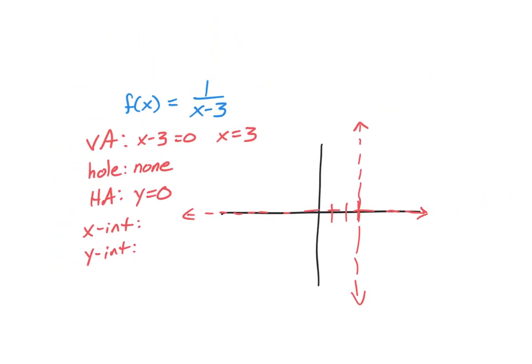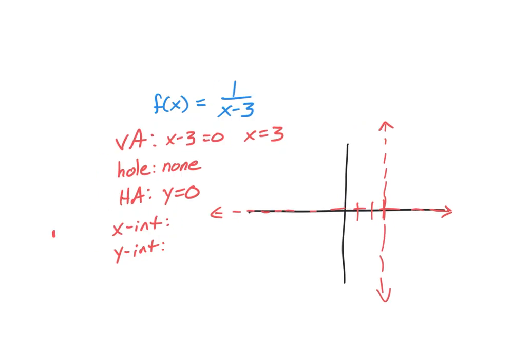Okay, for the x-intercept, we set the numerator equal to 0. Okay, but there is no numerator, right? It's just 1. I can't set 1 equal to 0. So in this case, we would say there is no x-intercept.